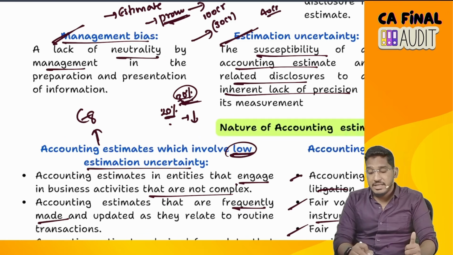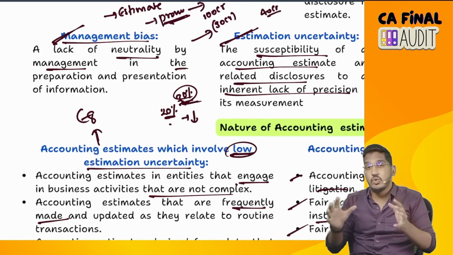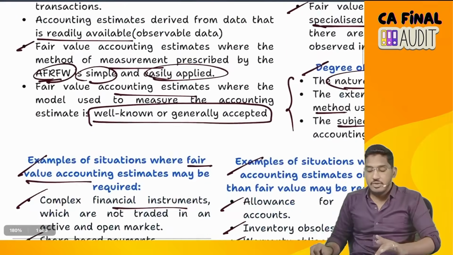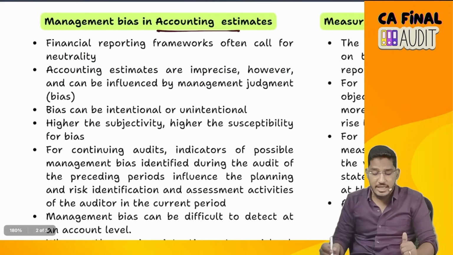Lack of neutrality by the management in the preparation and presentation of information. That means management is not behaving in a neutral manner. They are showing partiality. They'll have lack of neutrality. That we call management bias. So if you see here, management bias in accounting estimate.